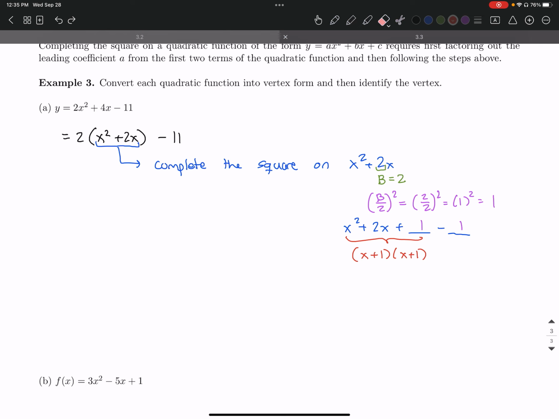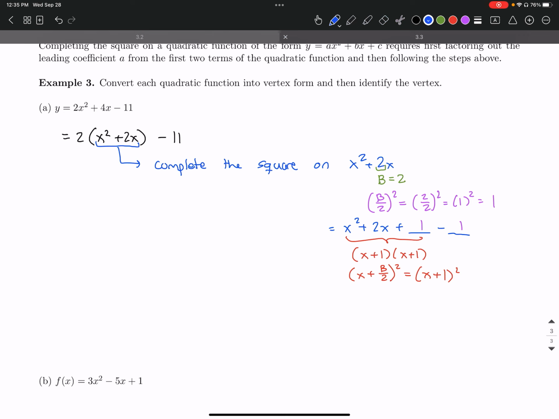Or if you prefer, you can use that formula I mentioned, x plus b over 2 squared. In this case, b over 2 here is going to end up being 2 over 2 or 1. So this will also give me x plus 1 squared, which is x plus 1 times x plus 1.